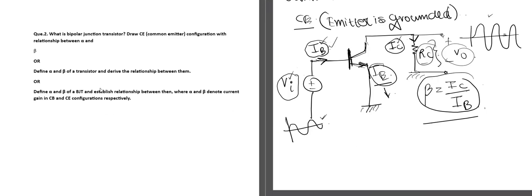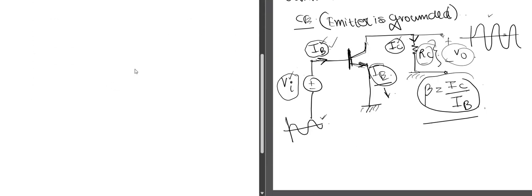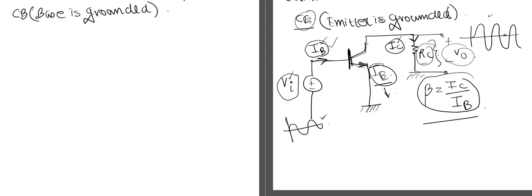Now in the CB mode, I am representing the CB mode here. In the CE mode, the full form of which is common emitter, the emitter terminal is grounded. Similarly in the CB mode, the base terminal is grounded. So what happens in the CB mode? In the CE mode, the emitter terminal was grounded, we were applying the input voltage to the base and we were getting the output from the collector.